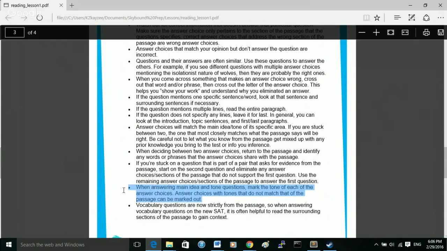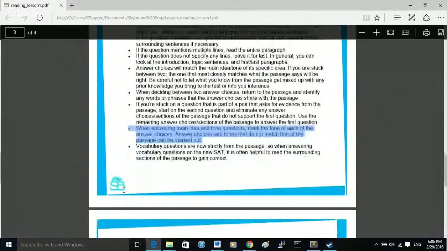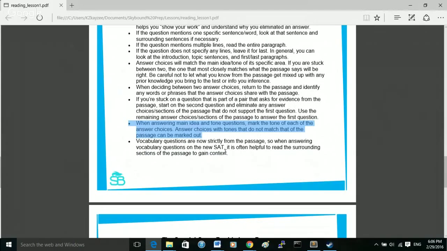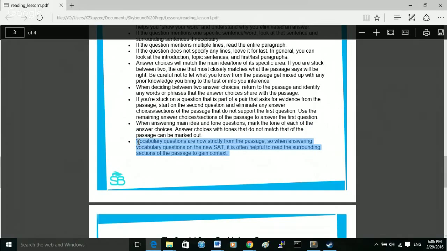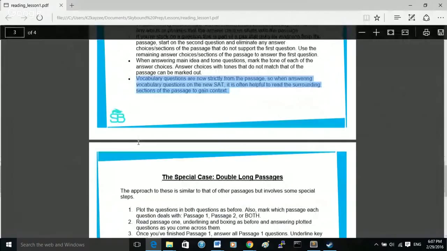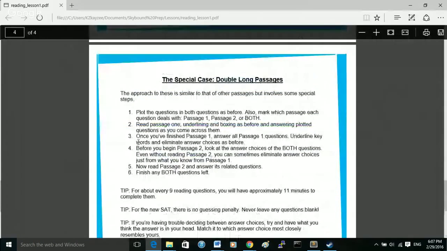When answering main idea and tone questions, which you would save for last, mark the tone of each of the answer choices. Answer choices with tones that do not match that of the passage can be marked out. Vocab questions are now strictly from the passage. So when you answer questions that pertain to vocab on the SAT, it is often helpful to read the surrounding sections of the passage to gain context.